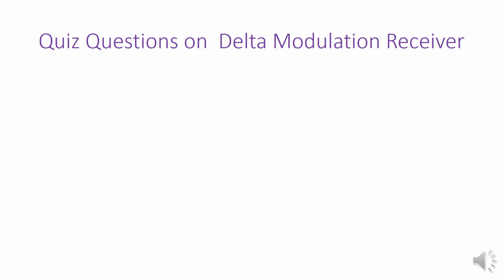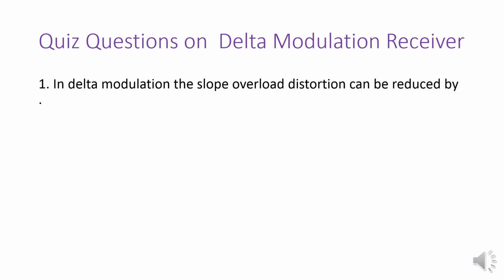The quiz question based on the delta modulation receiver is: in delta modulation, the slope overload distortion can be reduced by dash.